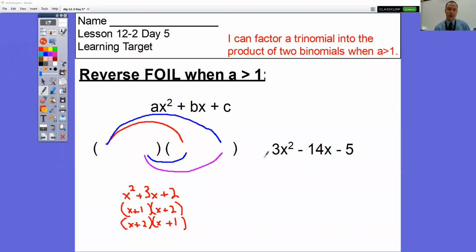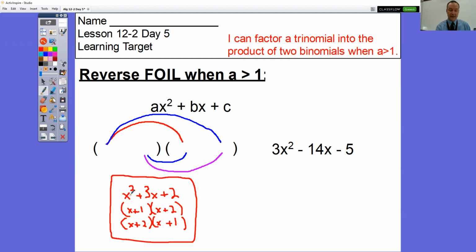This is a lesson for 12-2 day 5. Now, this lesson can be very, very frustrating, just to warn you. If you think back to doing reverse FOIL in previous days, when you did your answers, the order that you put your answers in did not matter.